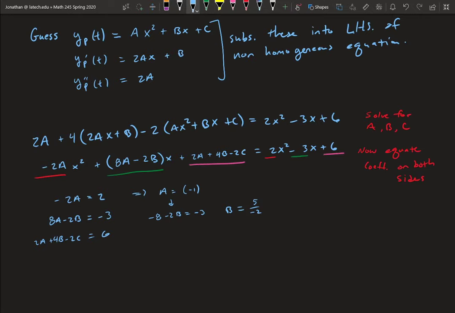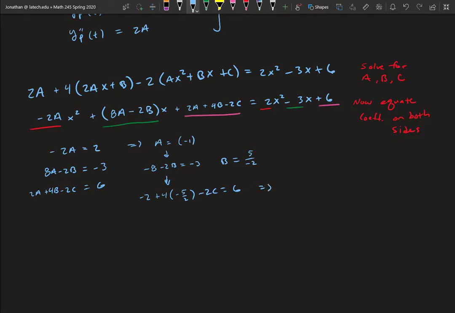And then substitute both of those into the last equation. We get negative 2 plus 4 times negative 5 over 2 minus 2c equals 6. And that's going to tell us that c is equal to negative 9. So then yp of t is negative x squared minus 5 over 2x minus 9.